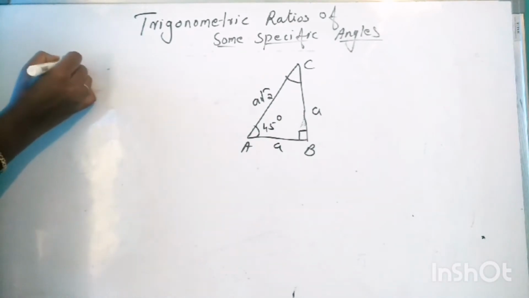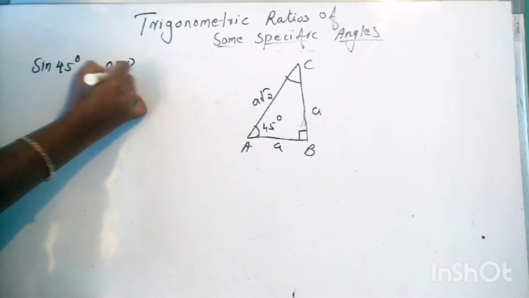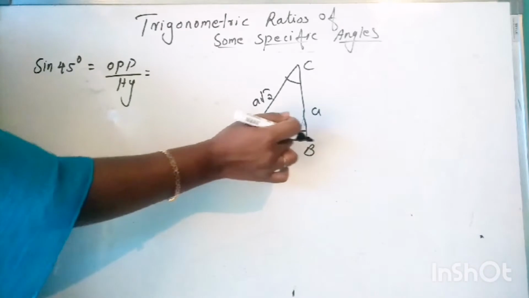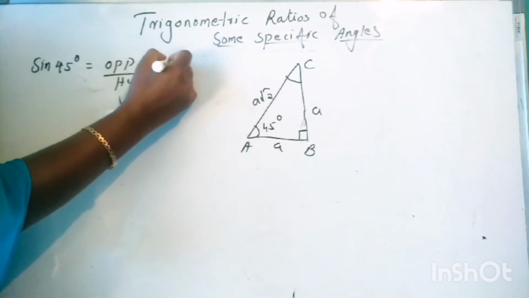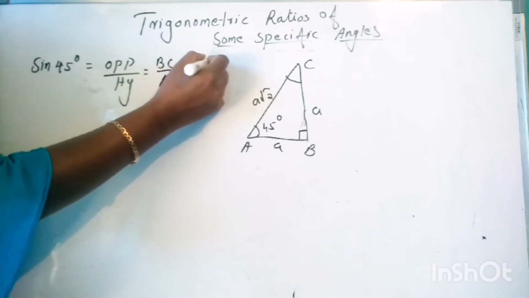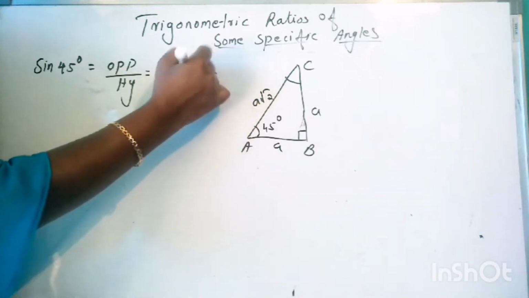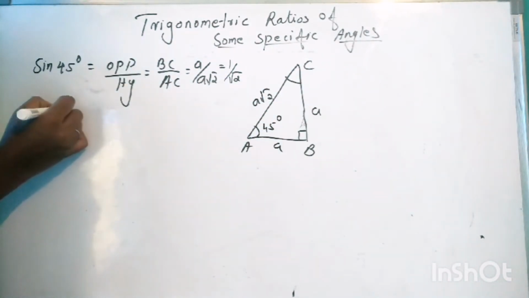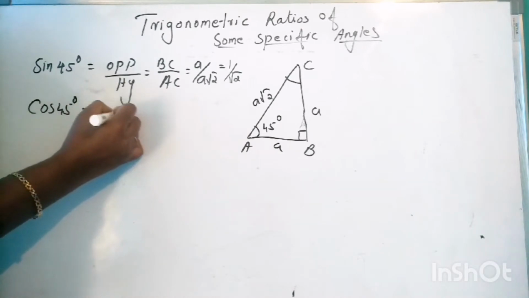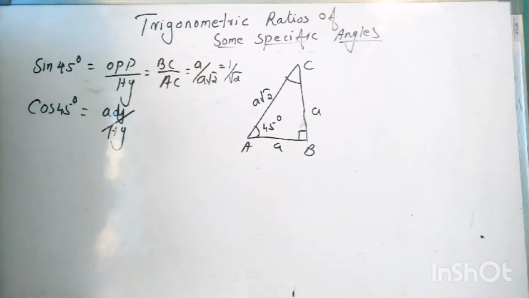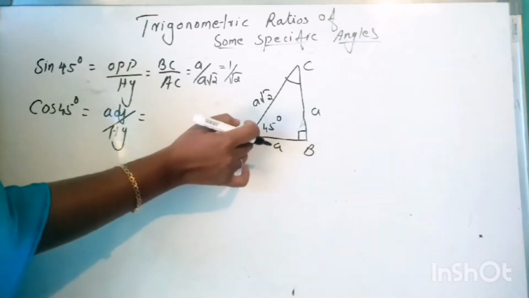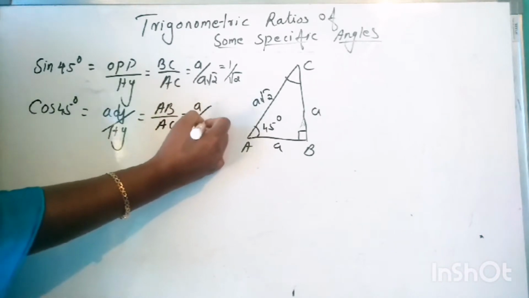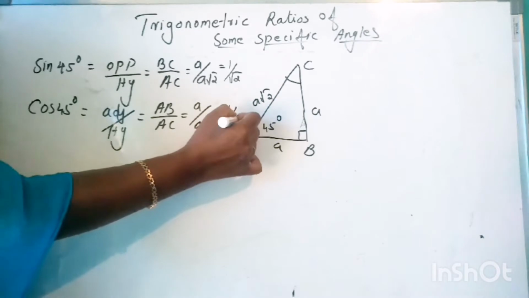Then sine 45 degree is opposite side divided by hypotenuse, and the side which is opposite to angle A is BC. BC divided by AC is A by A root 2. A gets cancelled and we will get 1 by root 2. Now cos 45 degree is equal to adjacent side by hypotenuse. The side which is adjacent to angle A is AB. AB by AC is equal to A by A root 2, that is also 1 by root 2.